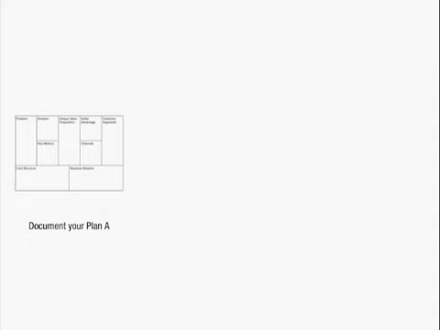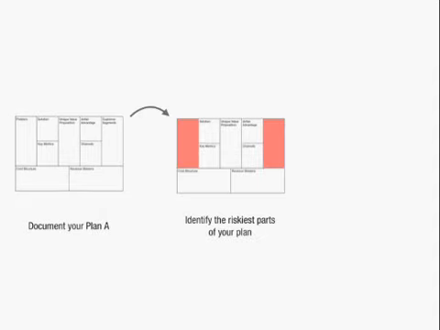So the first step in that conceptual framework is documenting your plan A. There's this Lean Canvas business model tool that I covered last time in the webinar and talked a lot about in my blog and in the book. It's a way of capturing your business model on a single page. So you start with that. You document your initial plan. Then the next step of that process is identifying what's riskiest on that plan.